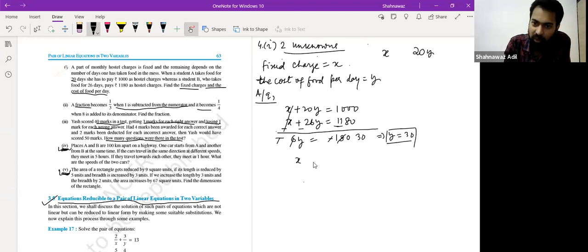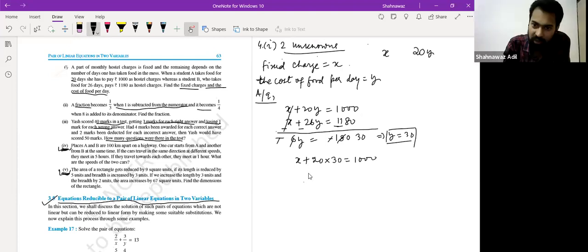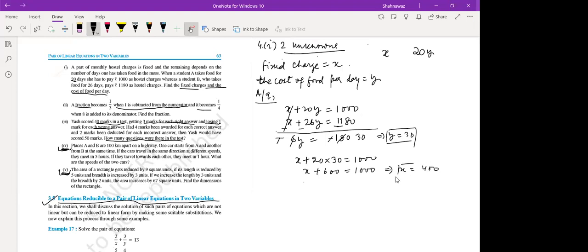So y is 30 and x is how much? x plus 20y. Okay, before I do that, let me ask. Oh, so in Adil's chance, I will ask that. So x plus what? What should be here? Y we know, right? Yes. So this will be 1000. So this is 600 and 1000. So x is what? 400. Yes. Are we correct, Rizwan?